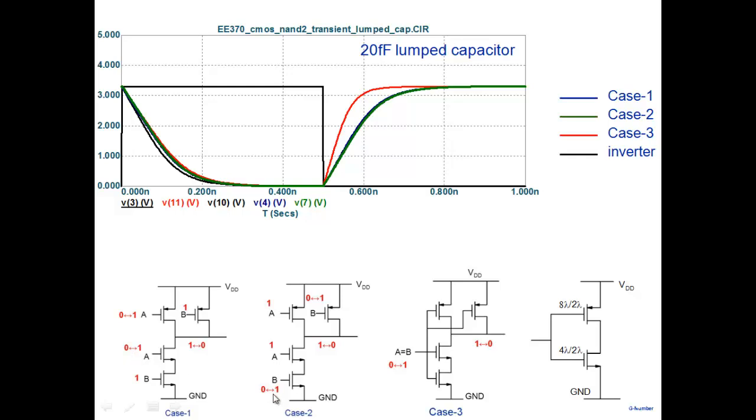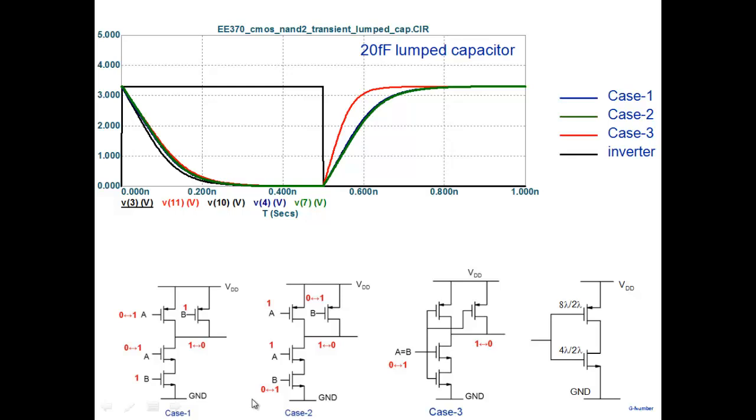In more complicated NAND gates, if I have a 3-input NAND gate, A, B, C are the 3 inputs. B and C are at 1, and A is making a transition. Or A and C are 1, B is making a transition. Or A, B are 1, C is making a transition. So we look at these 3 cases here, and in this case, we look at these 2. So we need to look at delay under these scenarios here.